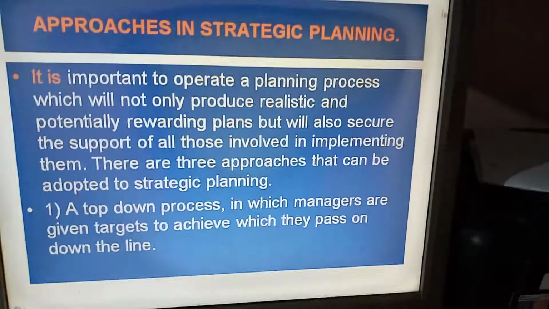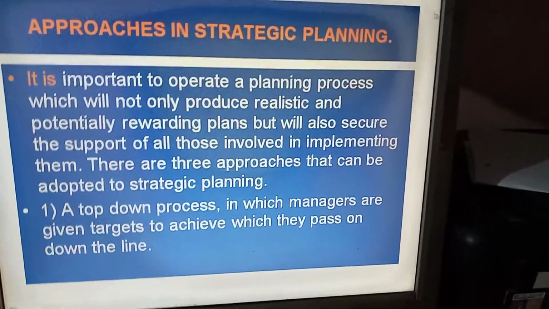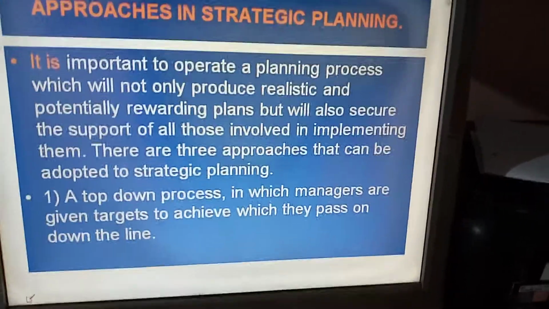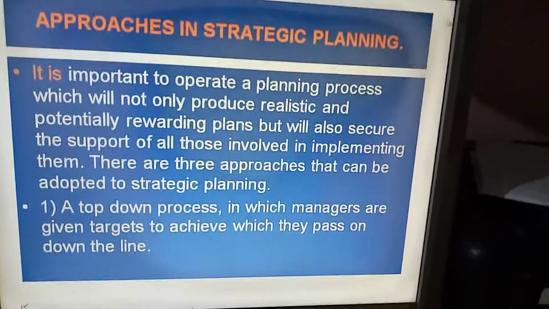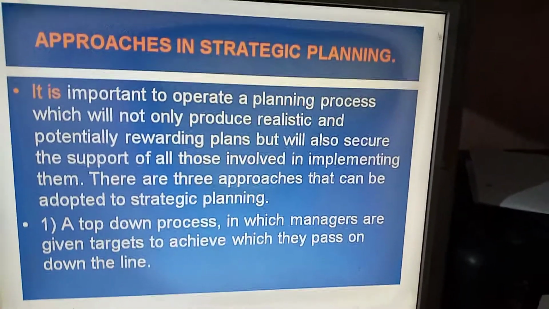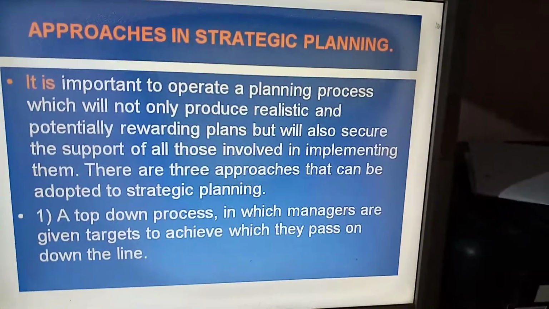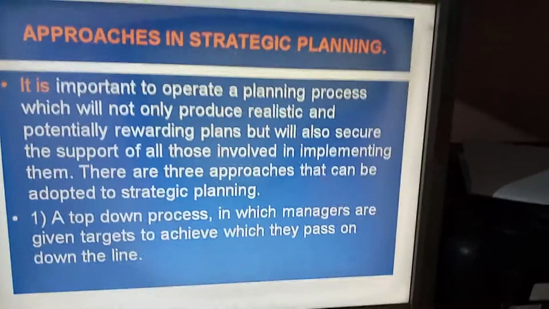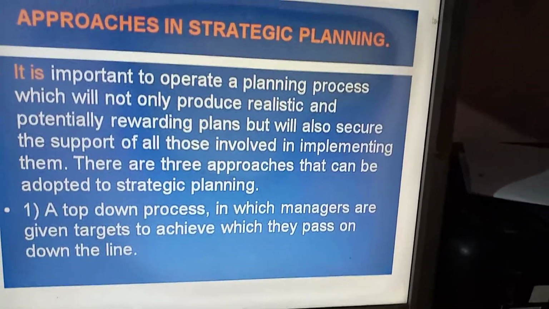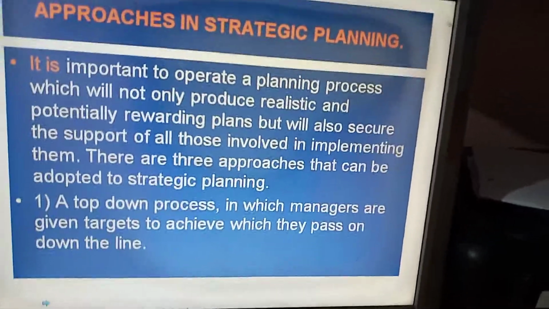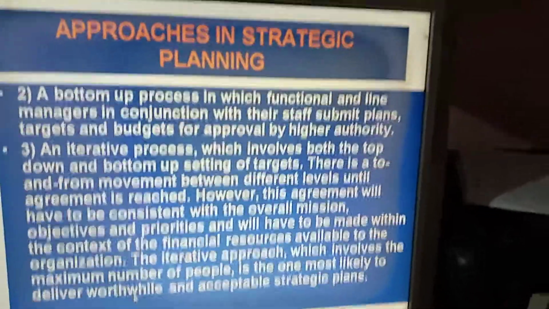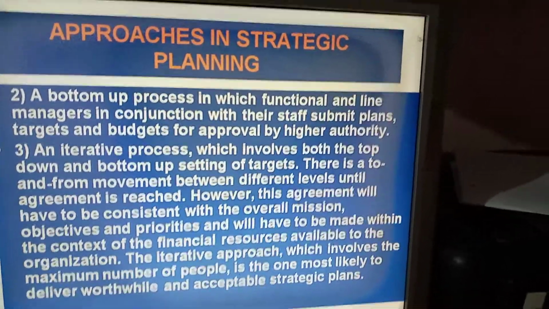It is important to operate a planning process which will not only produce realistic and potentially rewarding plans, but will also secure the support of all those involved in implementing them. There are 3 approaches that can be adopted to strategic planning. A top-down process in which managers are given targets to achieve, which they pass on down the line. Bottom-up process, an iterative process.